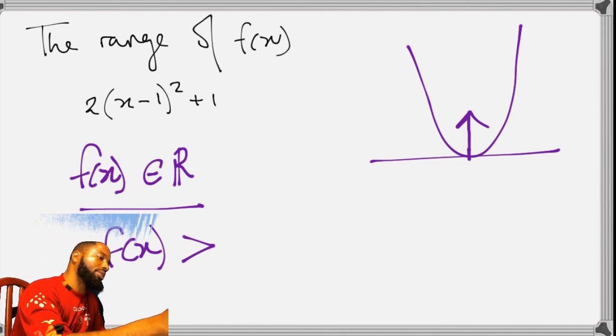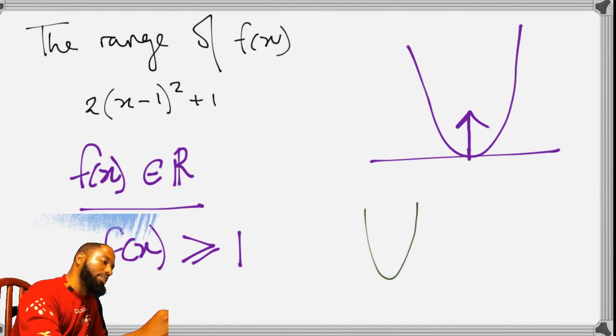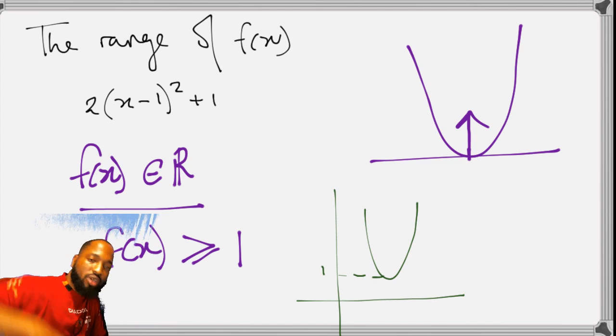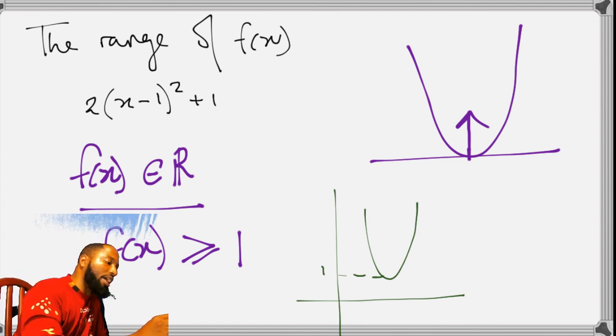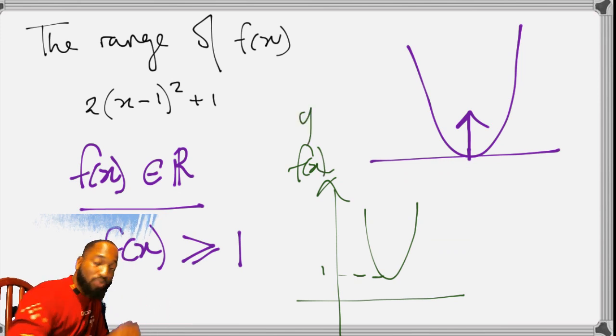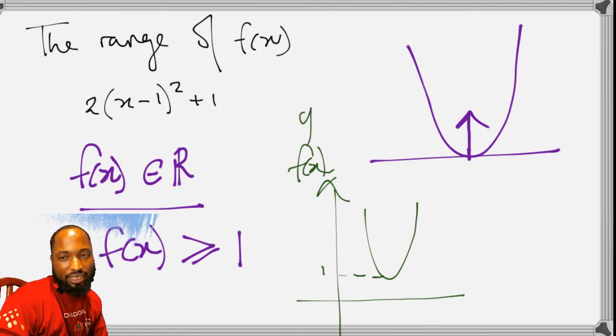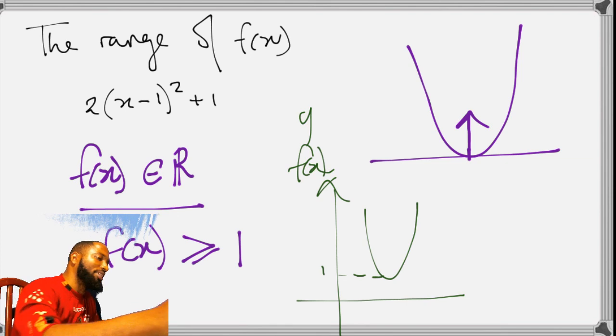It means that the curve is really something like this. This is 1 here. So everything above 1 is a value of f of x. You know, f of x is the same as y, right? Let me see if you all understand what I'm saying. Let's try one more.